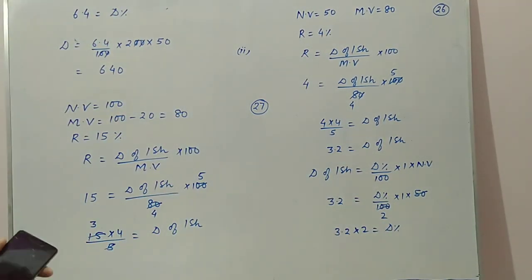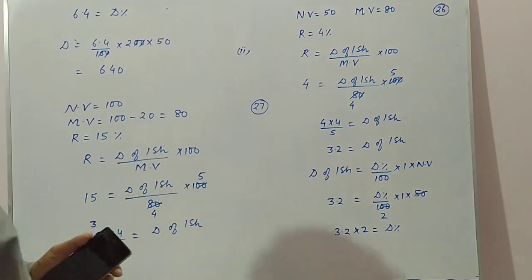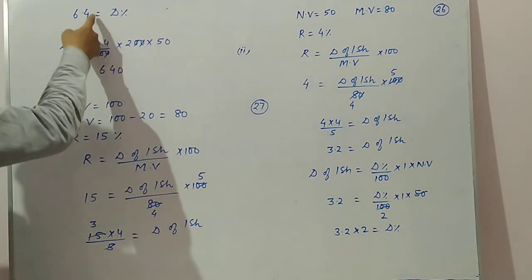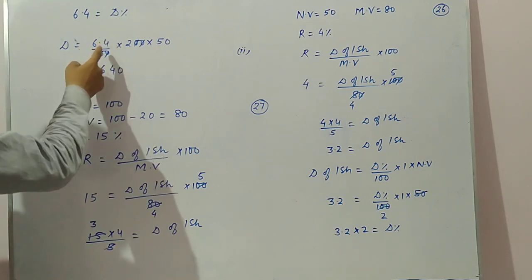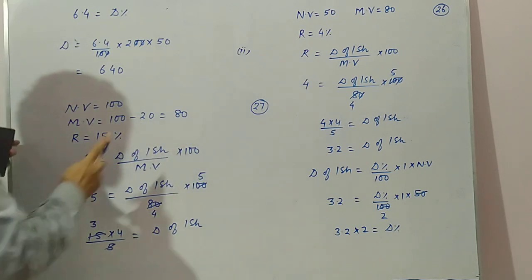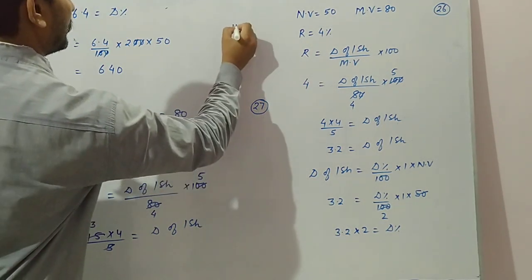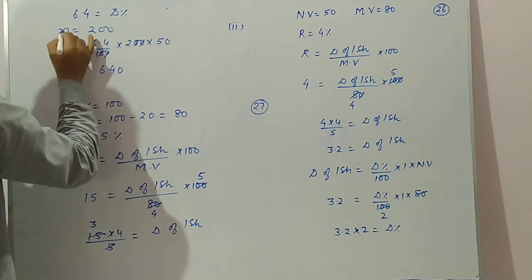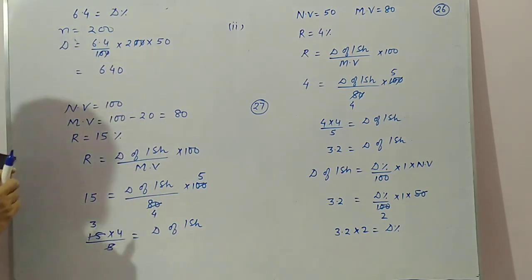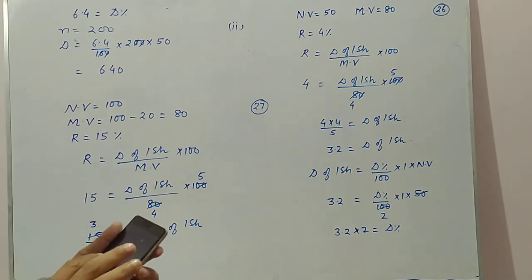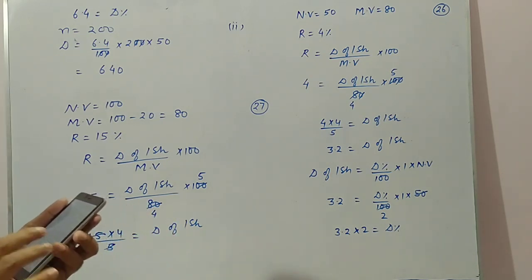6.4%. Now in the second part it is given, find the dividend of 200 shares. So dividend of 200 shares will be dividend percent 6.4, which we have already determined, by 100 into number of shares 200 into 50. Here in the second part the number of shares is given to be 200. So the dividend is 640.